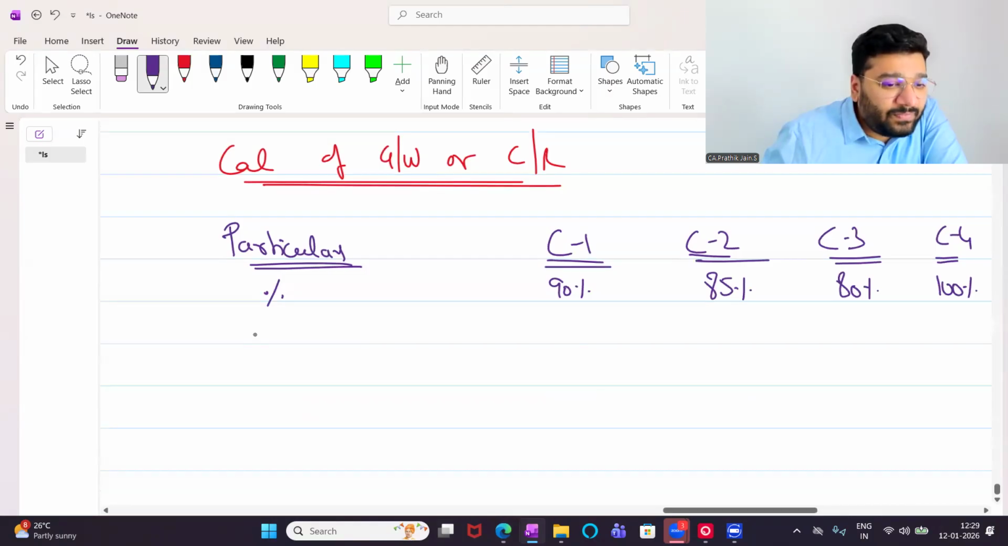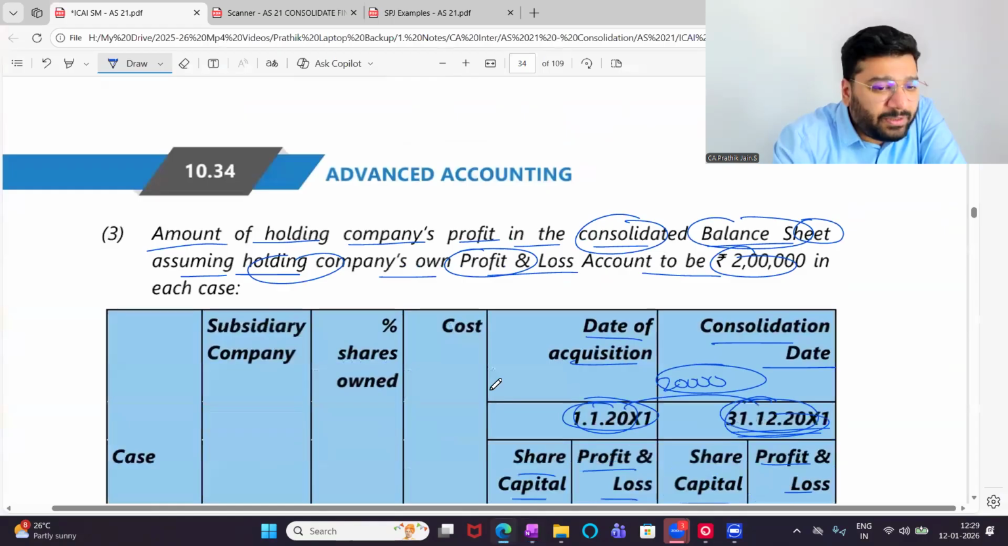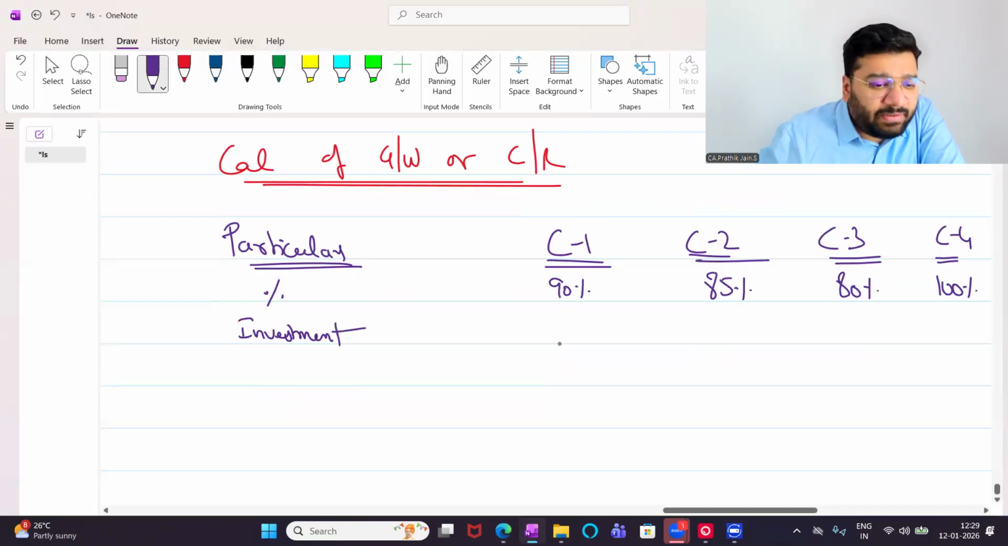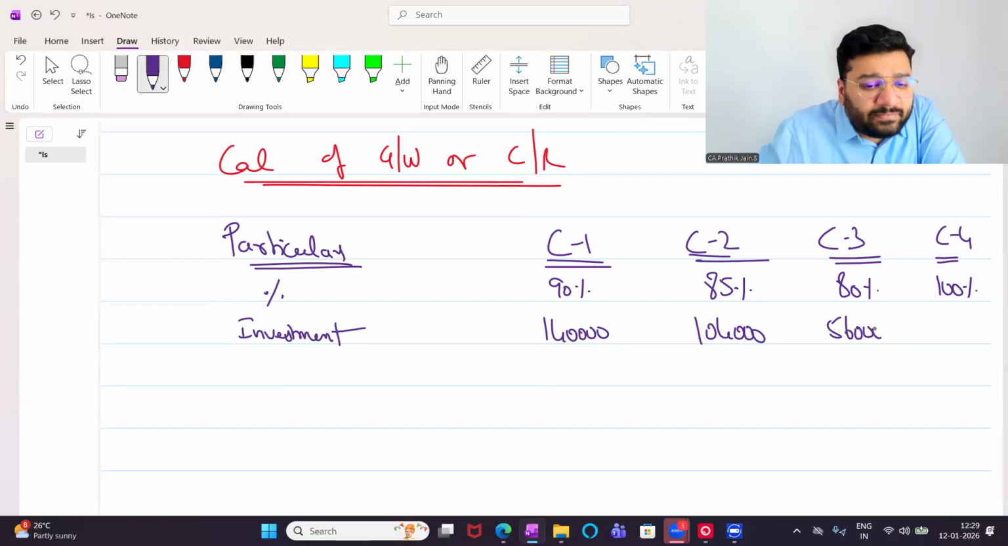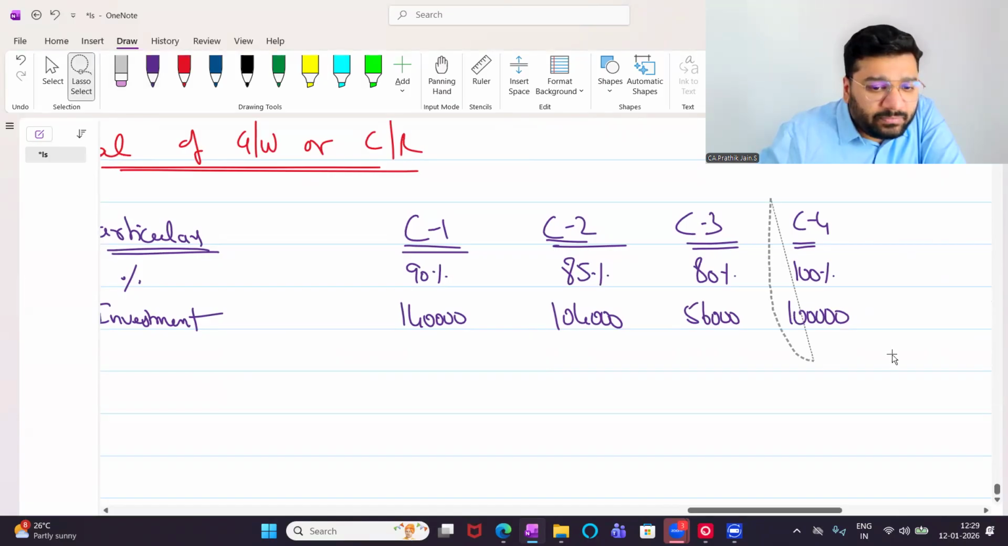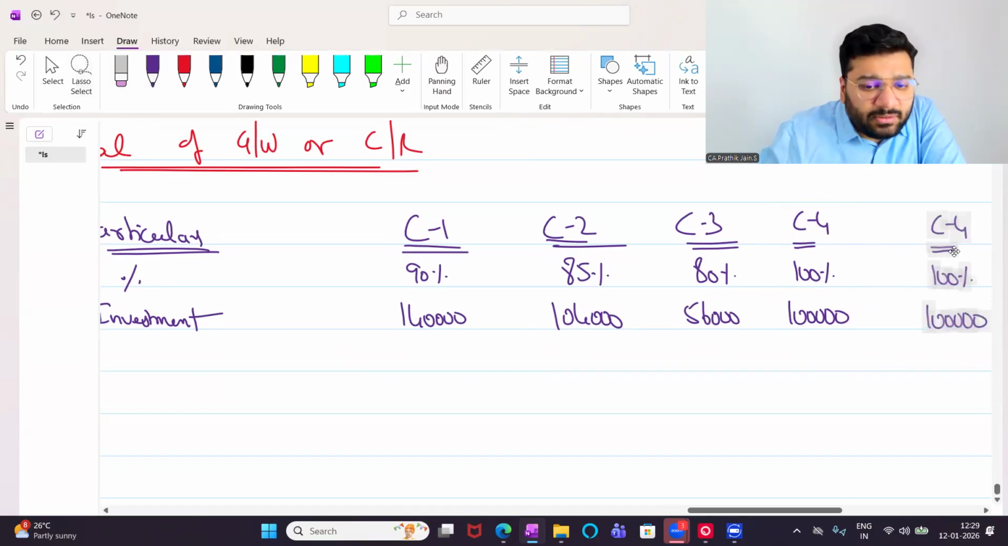Now, I want investment. Investment is how much, people? They have given 1,40,000, 1,04,000, 56,000, 1 lakh rupees. I feel we should have a little more gap between the 4 columns. Let me check. I'll try to move this a bit more here.